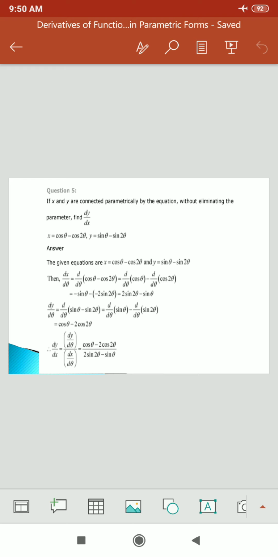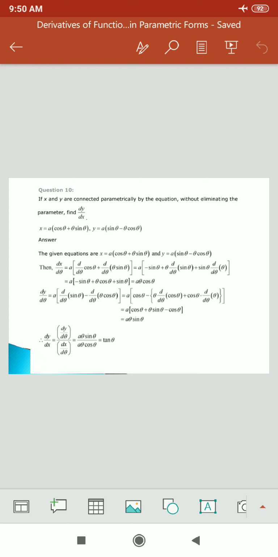One more question. The 10th question of your exercise of your textbook is x is given by a times cos theta plus theta sin theta, and y is given by a times sin theta minus theta cos theta. We have to find dy by dx. X and y are expressed by parametric equations. Here the parameter is theta.